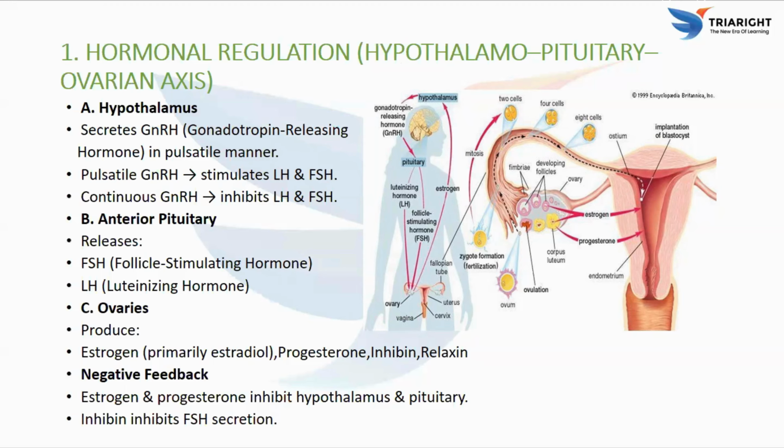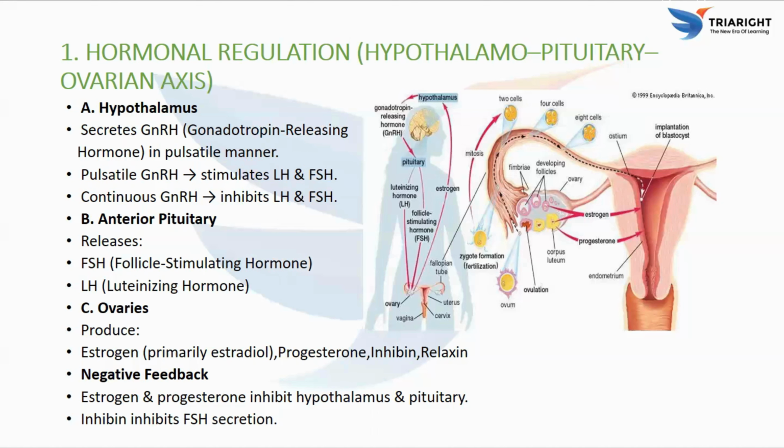So what does the hypothalamus do? The hypothalamus acts like a master clock of the menstrual cycle. What does it secrete? GnRH, which is gonadotropin releasing hormone. How does it release GnRH? In pulses, in an on-off pattern.